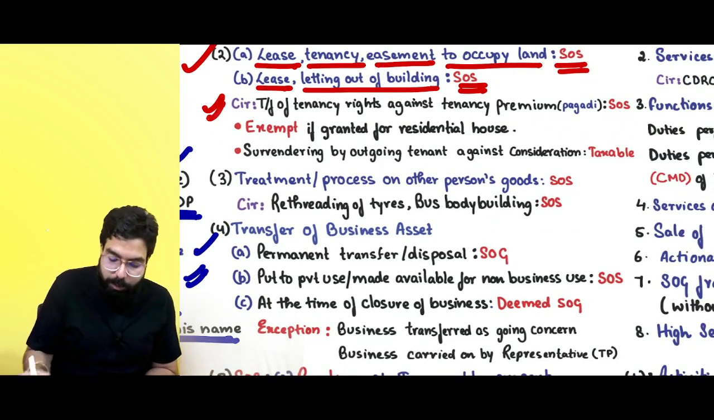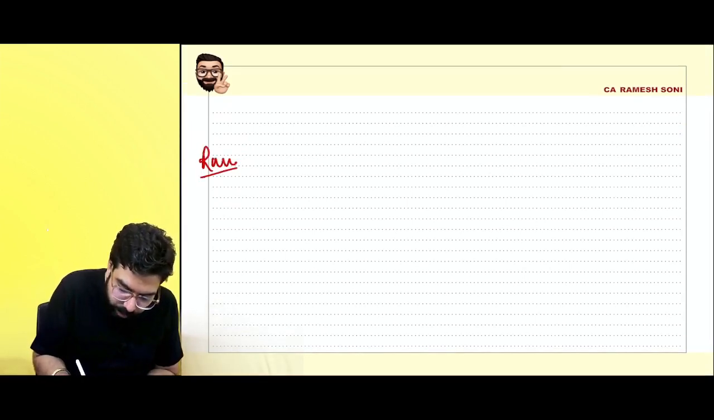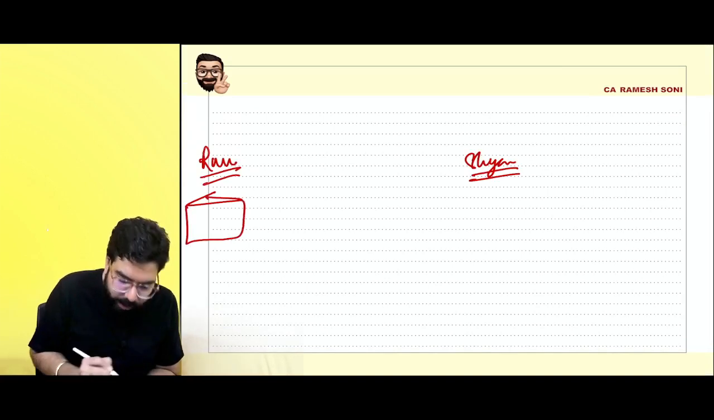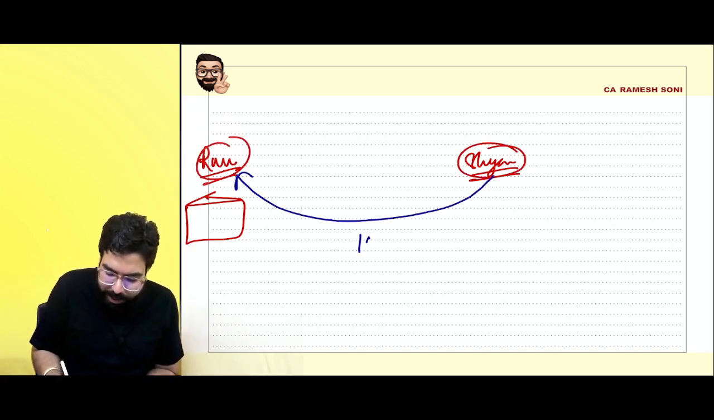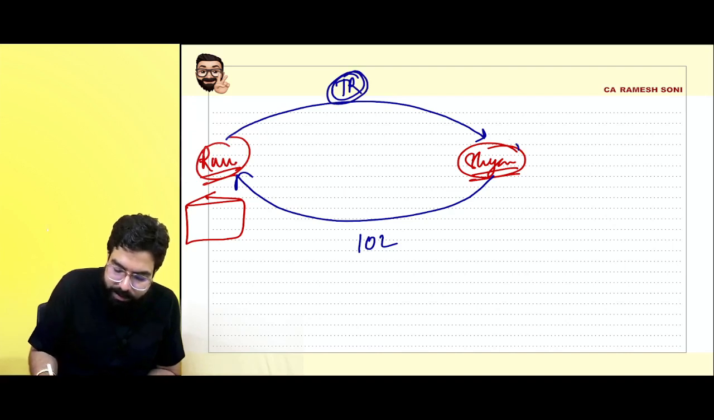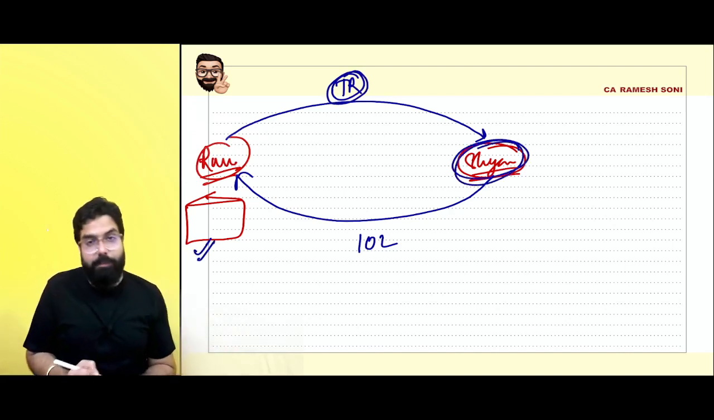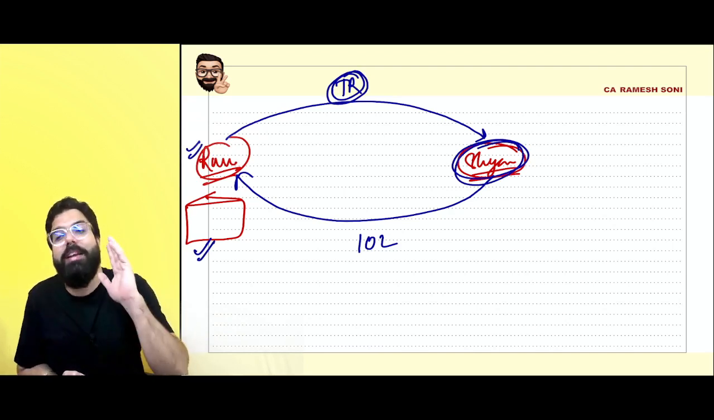The circular talks about the Pagdi system. For an example, there is Ram over here and there is Sham over here. Ram had a residential house. Sham told Ram, I will give you 10 lakh rupees, you give me the tenancy right. Tenancy right means Sham will be the tenant for lifetime. Ram has not sold the home. Ram has given his tenancy right.